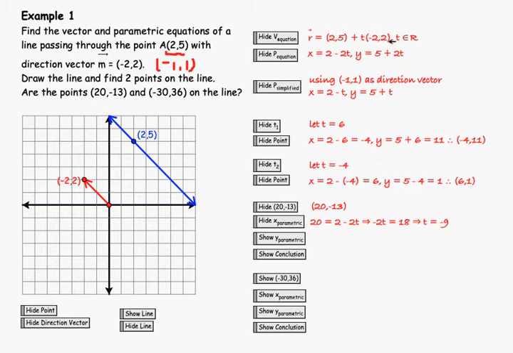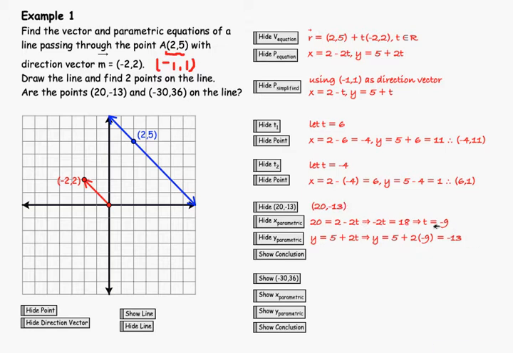Or alternately, I'm going to plug negative 13 in here, and I'm going to isolate that for t and make sure I get the same t back. So in my case, I've just chosen to plug in the negative 9, and I'm going to see what happens. 5 plus 2 times negative 9 is indeed negative 13. So this point is on the line.